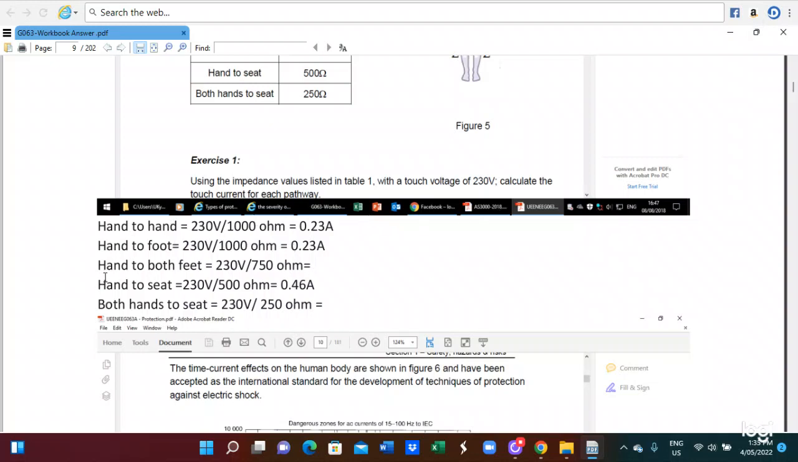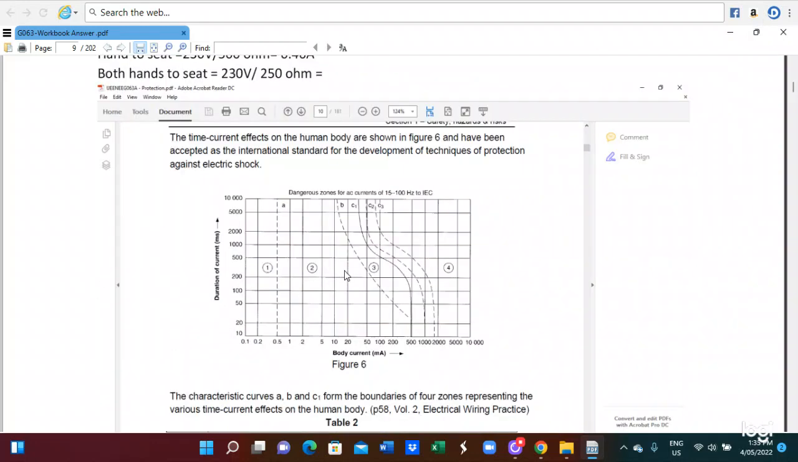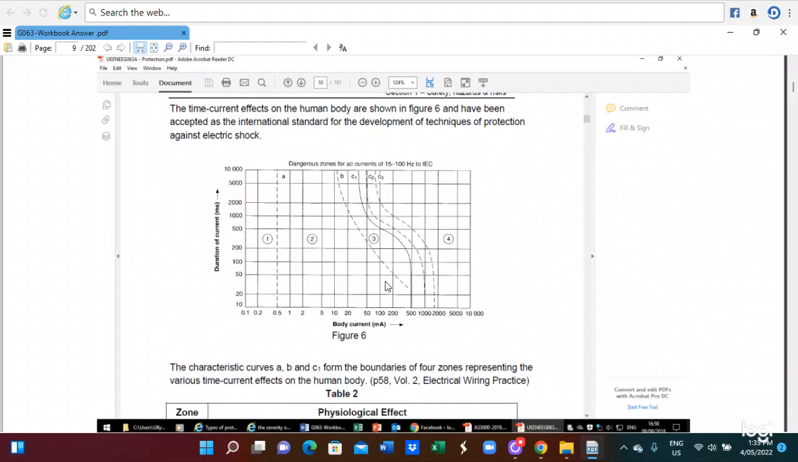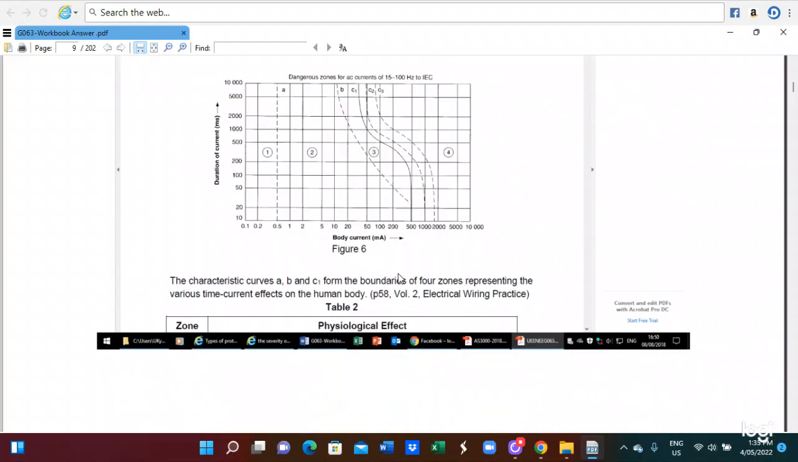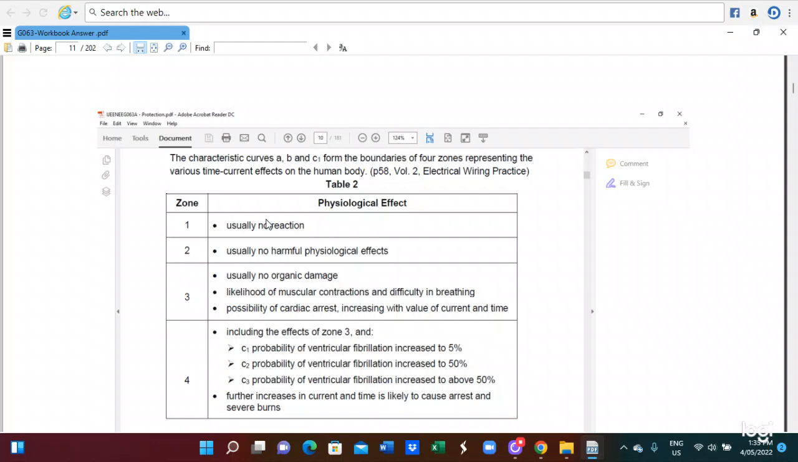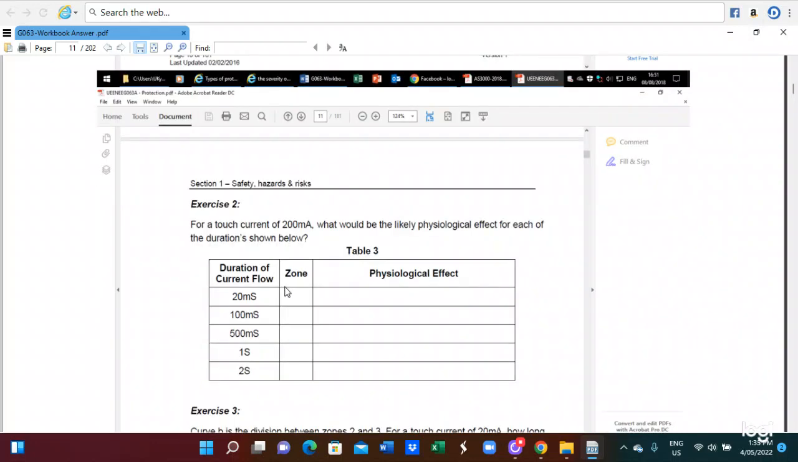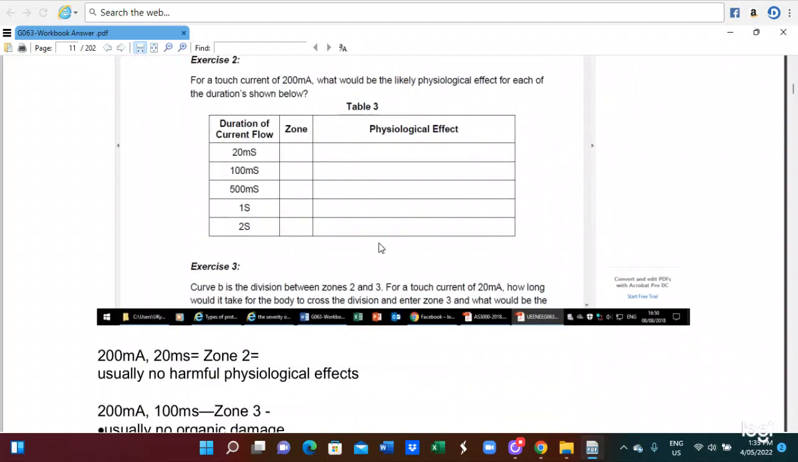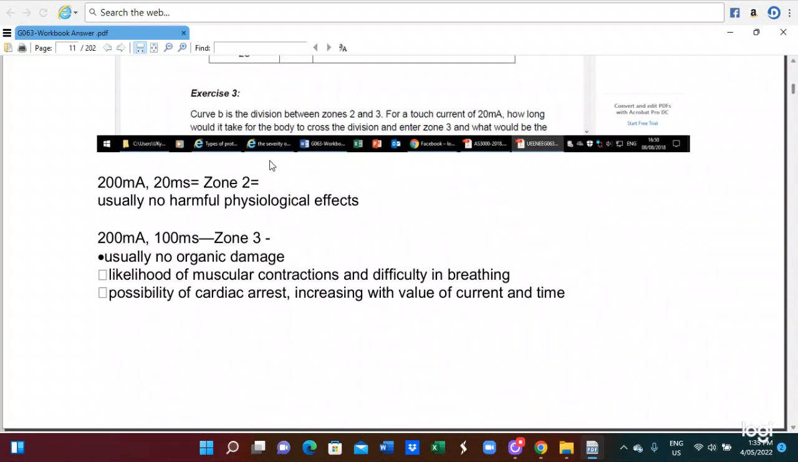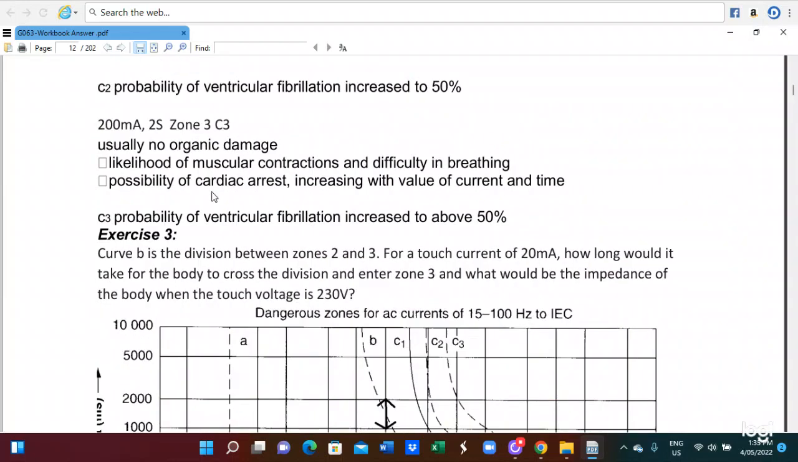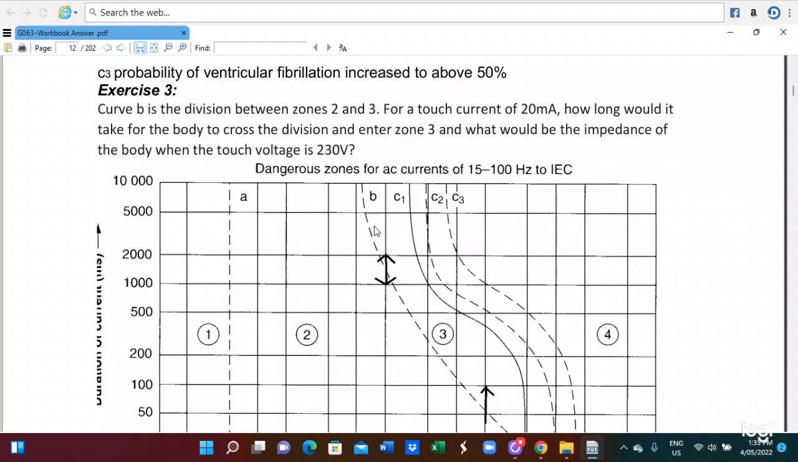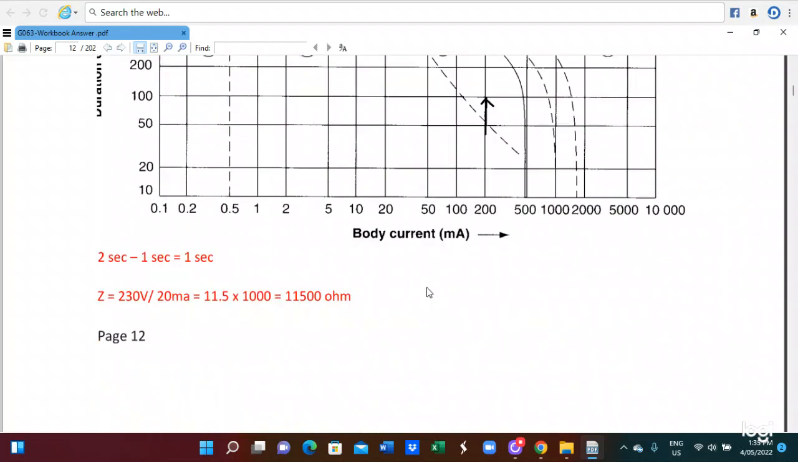And this is what this diagram shows. Here is a characteristic of the physiological effect. So this is for how much current flows and what physiological effect can happen, depending on the zone. Also the duration of the current and the physiological effects. So in this case, how much current flows and what will happen to the physiological effect, you can read this note. So this is for the division between the dangerous zone, body current flow.